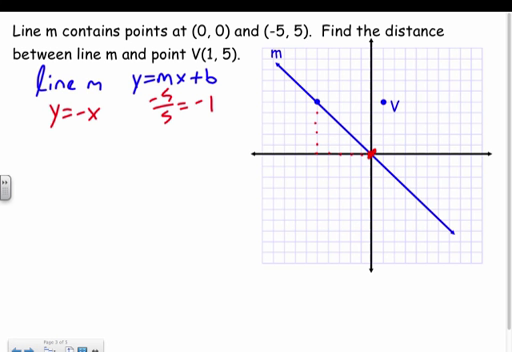Now let's find the equation of the line through B. I know it's perpendicular to this guy, it's perpendicular to the blue line. So I'm going to call this line P for perpendicular. We're going to do the same thing, y equals mx plus b.